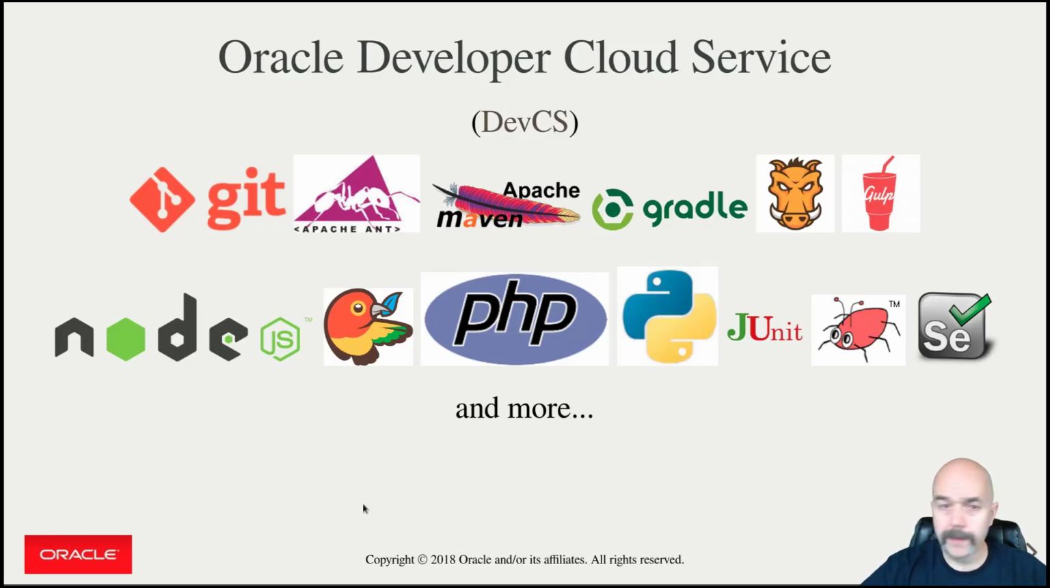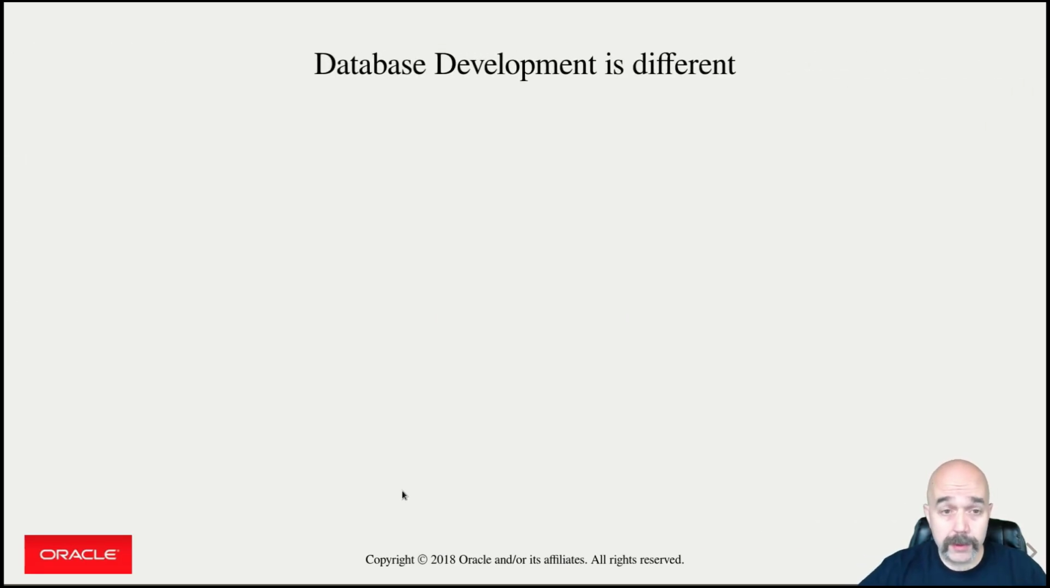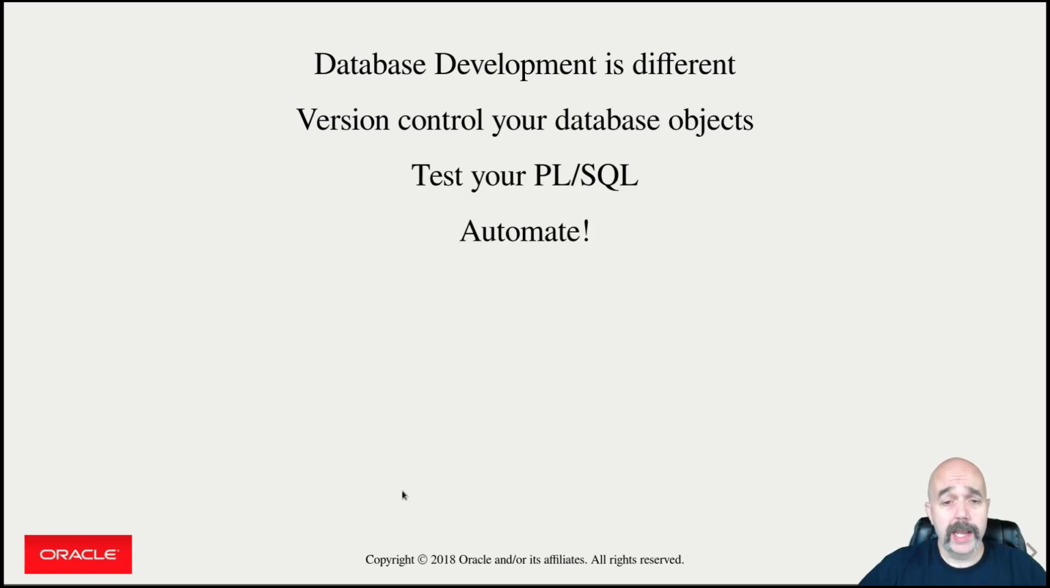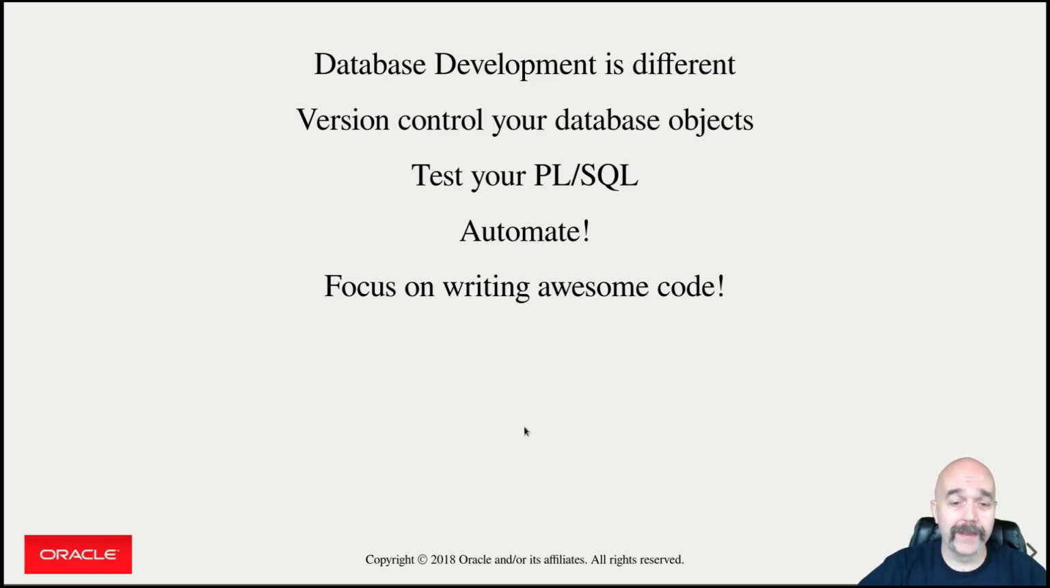All right, so that's, like I said, a high-level overview of Developer Cloud Service. And so, true, with all of this stuff, database development is still different than most other types of development, but there are tools out there to allow you to do version control of your schemas and unit test your PL/SQL and many other things. And the good news is a lot of this stuff is open source. So you can use things like Liquibase for your version controlling, you can use utPLSQL, and then you can use something like DevCS to automate the process, which will leave you time to focus on writing your awesome code.